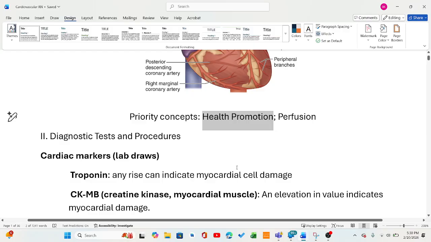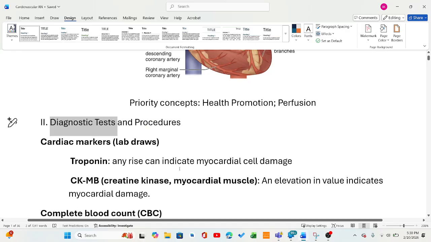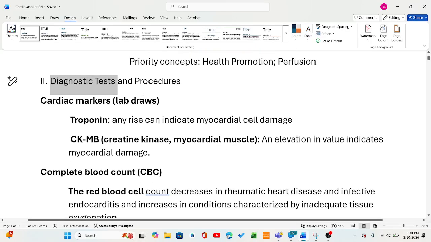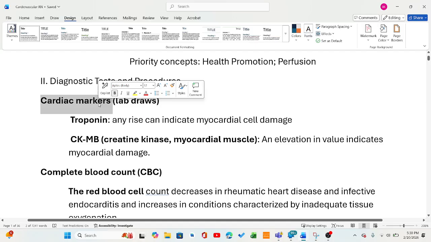So when we have cardiac problems, the main thing we're going to be looking at is the diagnostic tests. So please look at this well. These are the labs that you need to know for the NCLEX. As far as labs are concerned, we have cardiac markers. When you see these labs in a question, they tell you what kind of condition is going on. The first one I'm going to talk about is troponin.